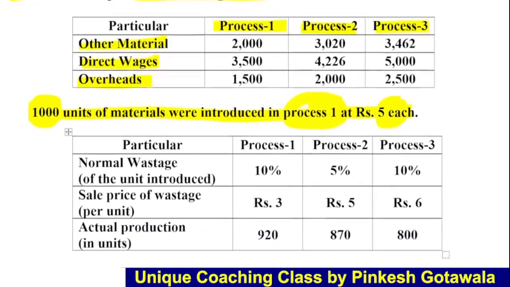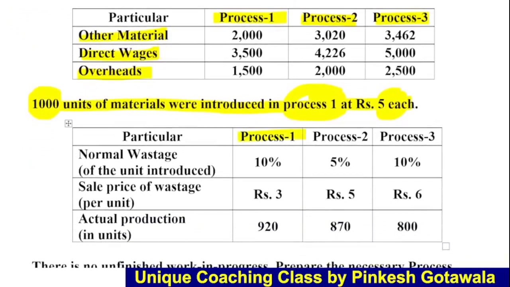Now the other information they give about process 1, 2 and 3. First, normal wastage, and it is of the units introduced. I told you in the first video, the normal wastage is always calculated on the units which are introduced in that particular process. 10%, 5% and 10%.